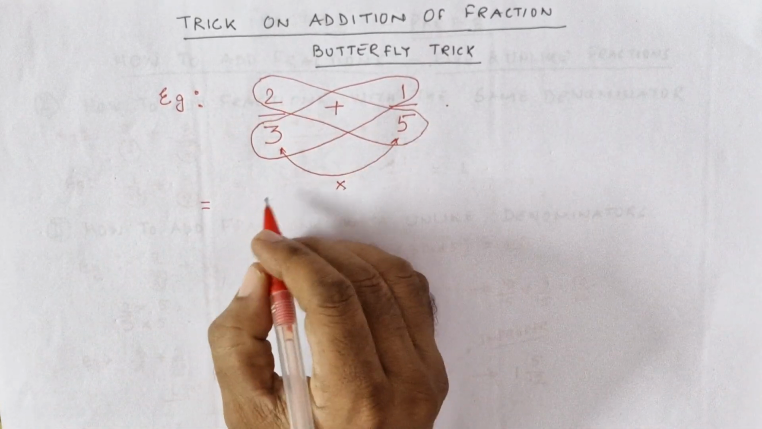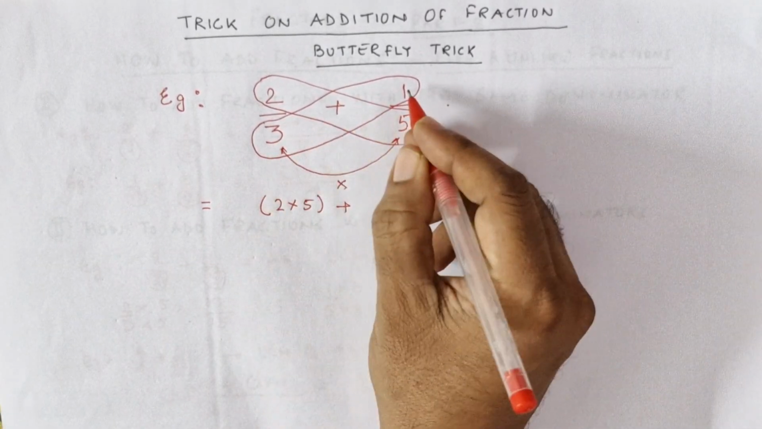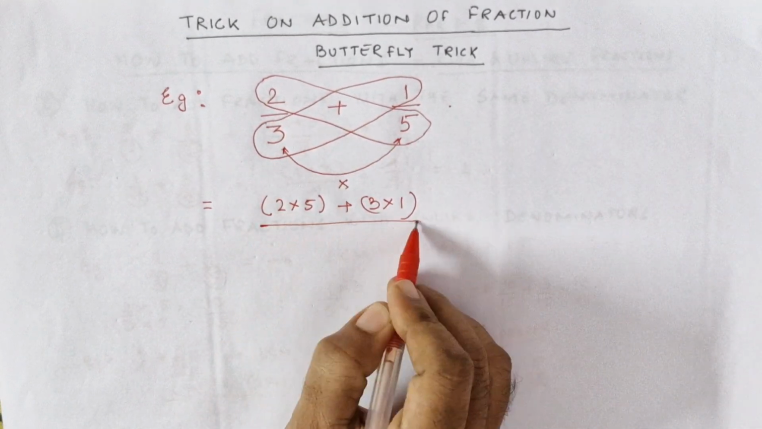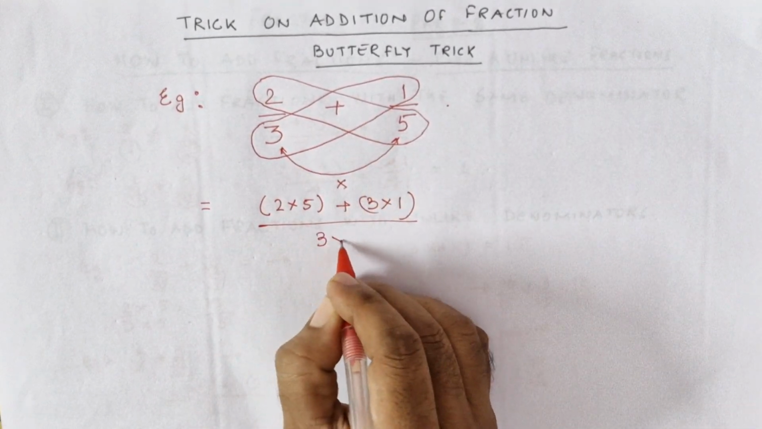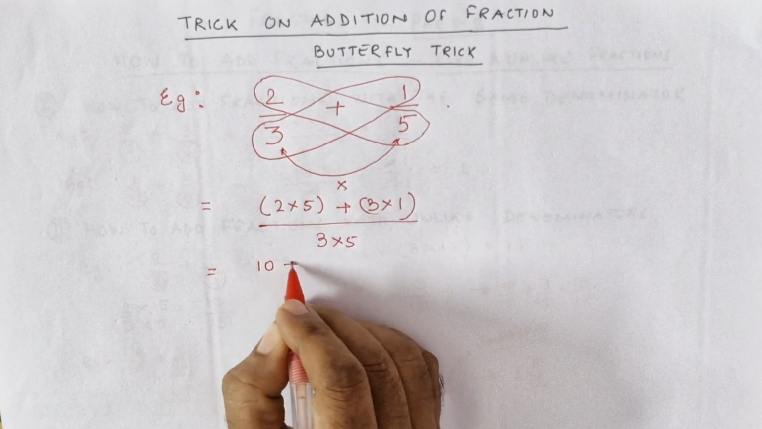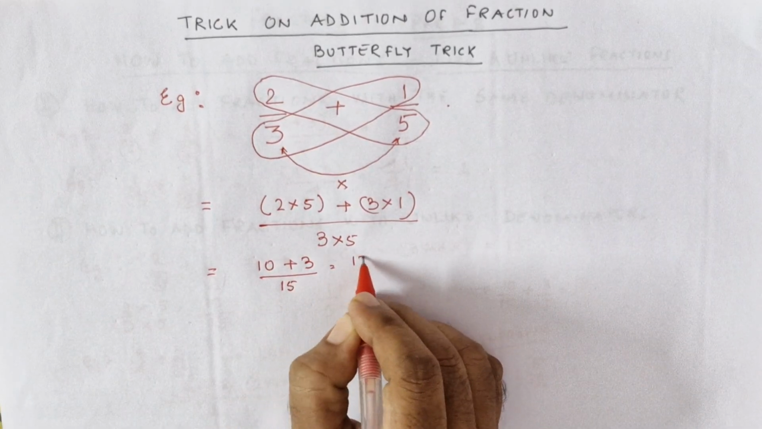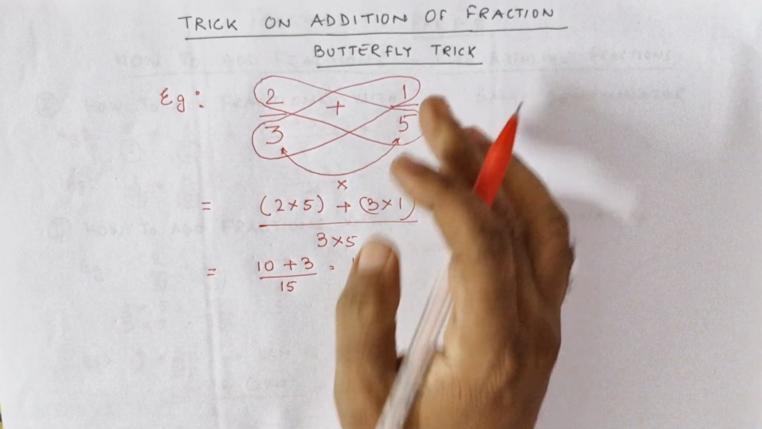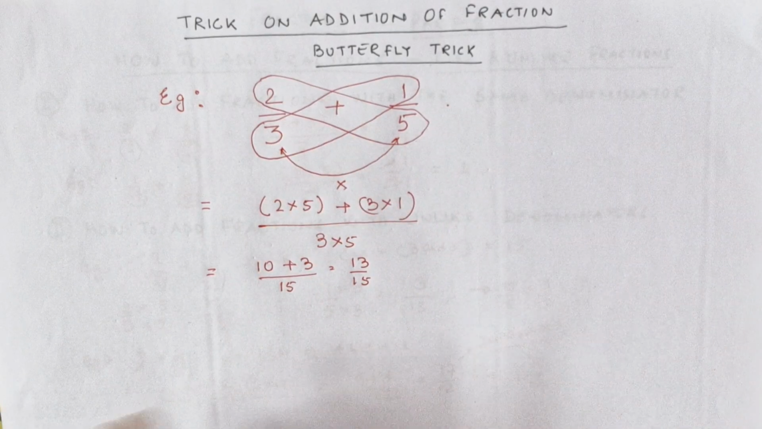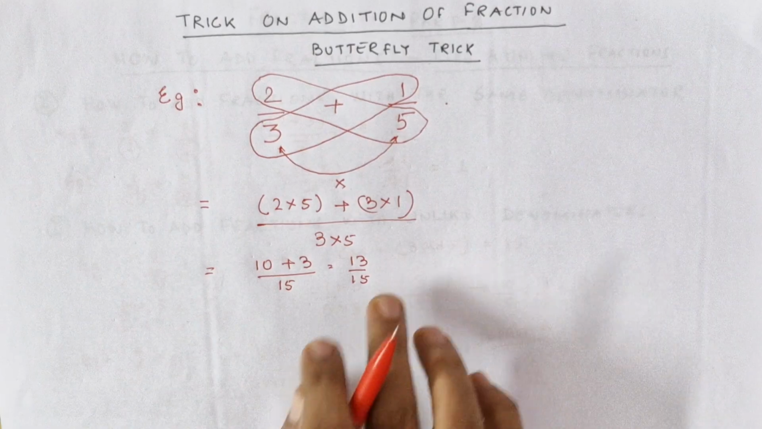So 2 multiplied by 5 plus 3 multiplied by 1, and in the denominator 3 into 5. So the end result will be 5 into 2 is 10 plus 3, and this is 15. So this will be 13 by 15. So this is an easier trick to remember, student. Please remember, this is the butterfly trick. If you need to save those steps, you can do the addition in this way also.